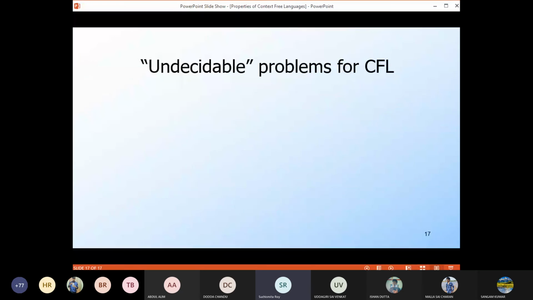Now let's look at some undecidable problems which cannot really be decided. First is, is a given language ambiguous? Whether a given CFG is ambiguous, there is no algorithm to decide this. You have to use your common sense and try to make out. Try to find a string which can have two different parse trees. If it has two different parse trees for any single string, then that grammar is ambiguous.